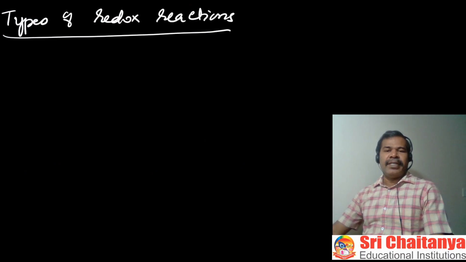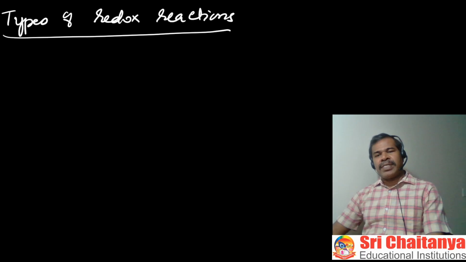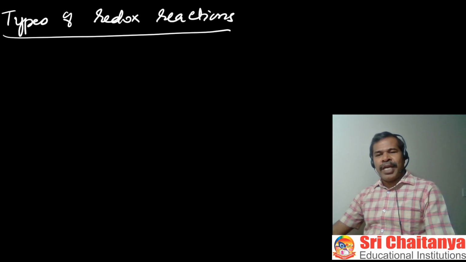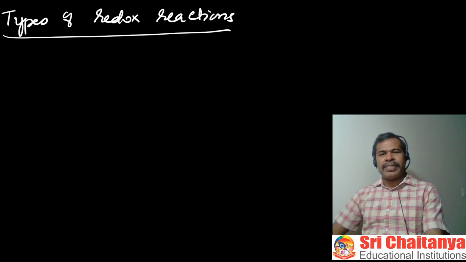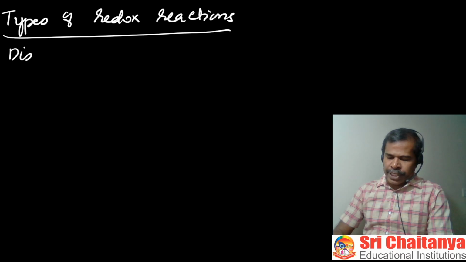Then you will see different types of redox reactions. We can classify redox reactions just like we do in case of normal reactions like combination, displacement, double displacement, decomposition, etc. I would like to highlight a few important types of redox reactions. Let us see. One is disproportionation.